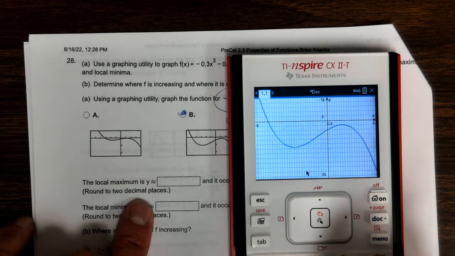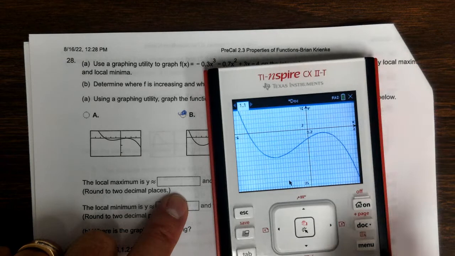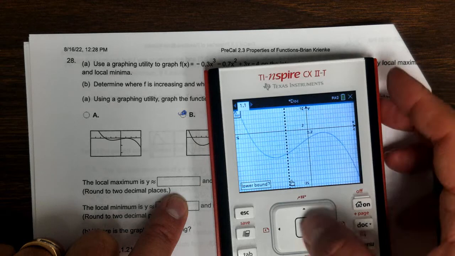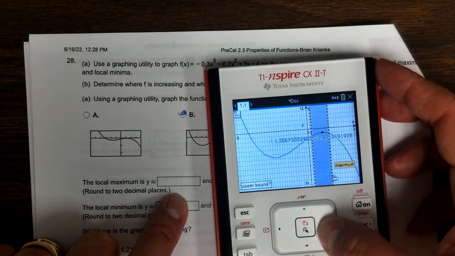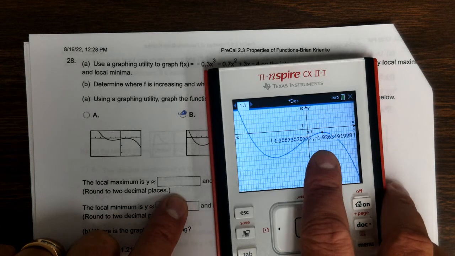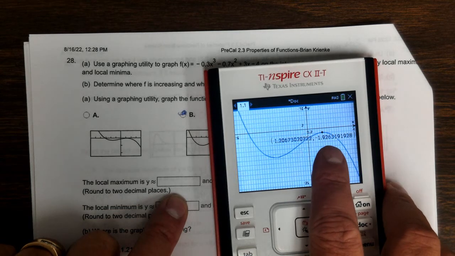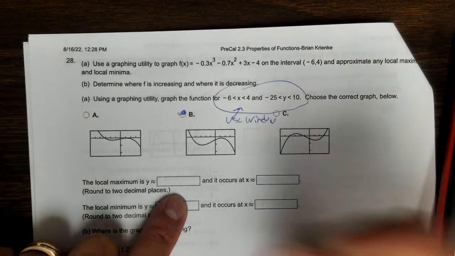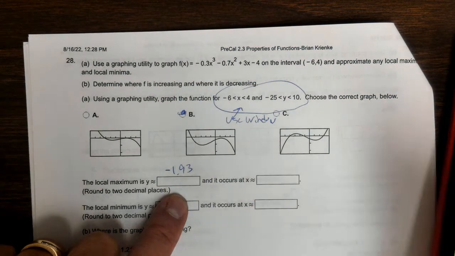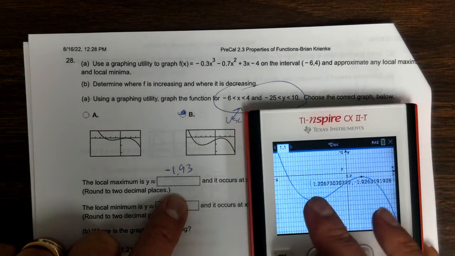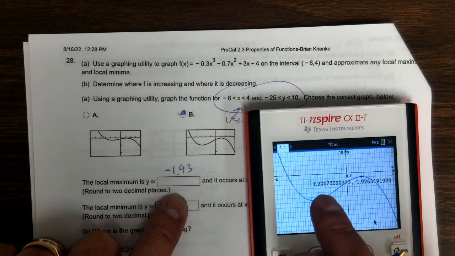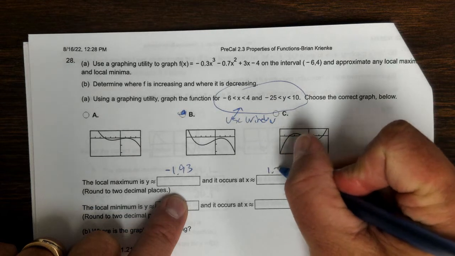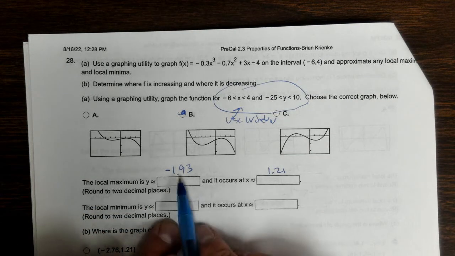Okay, now we want the local maximum, which would be this spot. So from here to here, -1.9. Okay, it says 2.6, so we got to round to 3. So -1.93. And the x value is 1.206, so we have to round that to 1.21. And that's for the max.